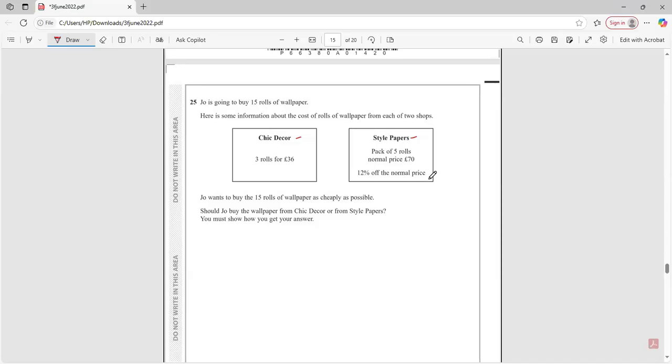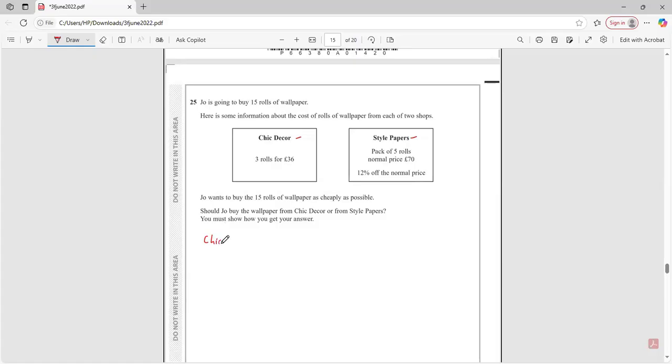The question is, Joe wants to buy 15 rolls of wallpaper as cheaply as possible. Should Joe buy the wallpaper from Chic Decor or from Style Papers? And it says you must show how you get your answer. So clearly, this is a question that needs us to do some form of comparison. So let's start with Chic Decor first. Okay, so I'll just use C to represent it for Chic.